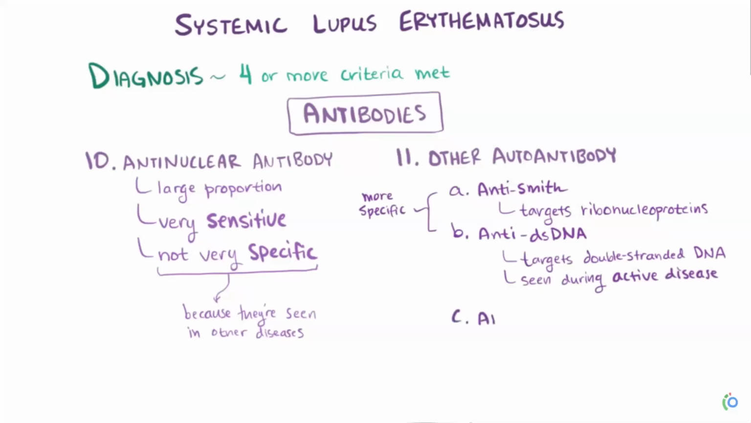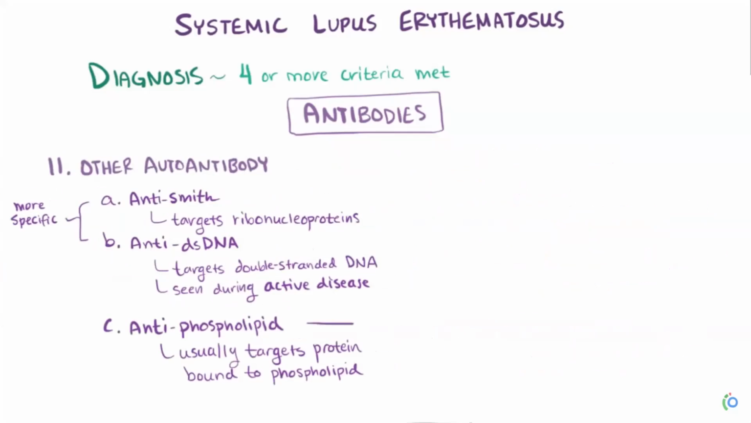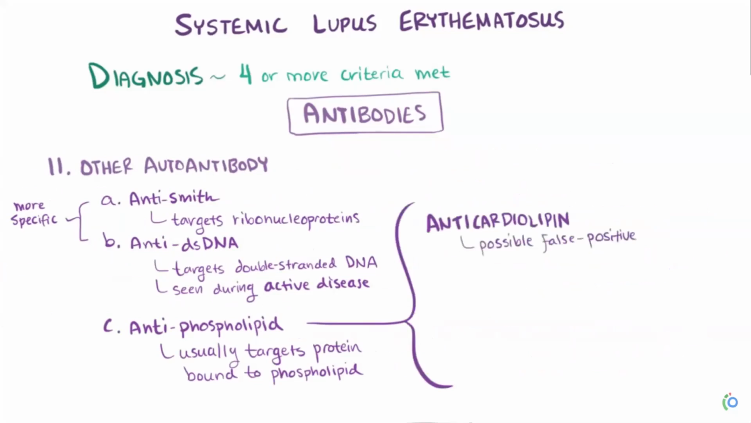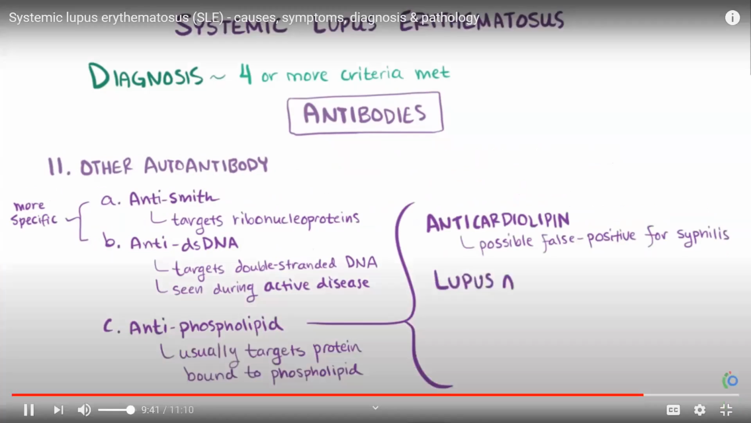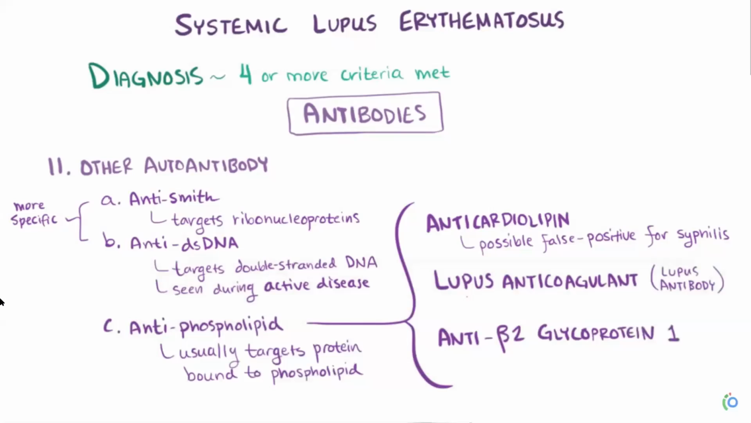A third type of antibody, though, is anti-phospholipid antibody, which is actually usually against proteins that are bound to the phospholipids, and is less specific for lupus, meaning that it can pop up in other situations. There are three types of antiphospholipid antibodies. Anticardiolipin, which can cause a false positive test for syphilis, since anticardiolipin antibodies are also sometimes involved in syphilis. The other two are lupus anticoagulant, also known as lupus antibody, and anti-beta 2 glycoprotein 1.